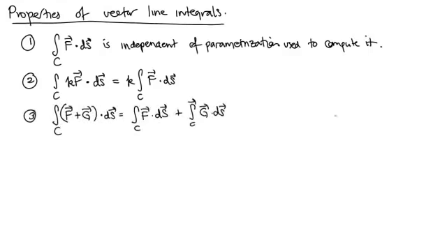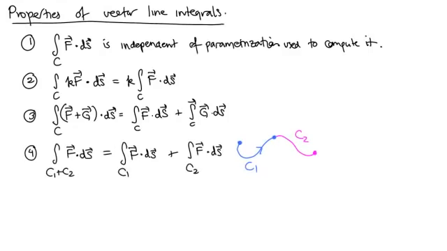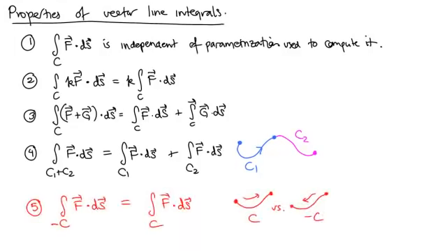The line integral of a sum of vector fields is the sum of the line integrals of the individual vector fields. If a certain curve can be split into two subcurves, then the line integral over the total curve is the sum of the line integrals over each of the two smaller curves. Unfortunately, the fifth property of line integrals from yesterday doesn't carry over. The directionality of a curve does matter.